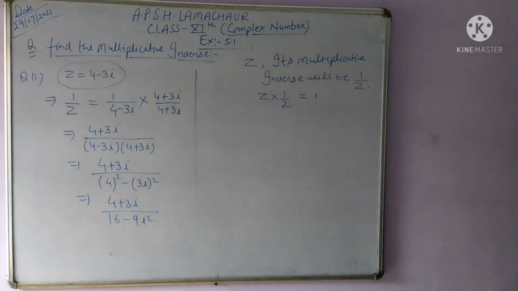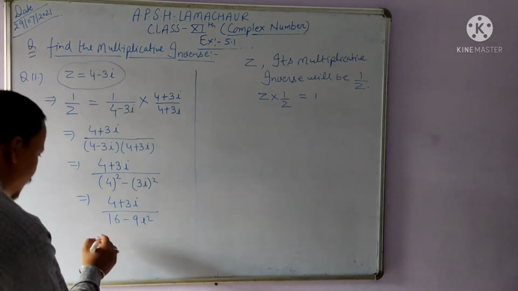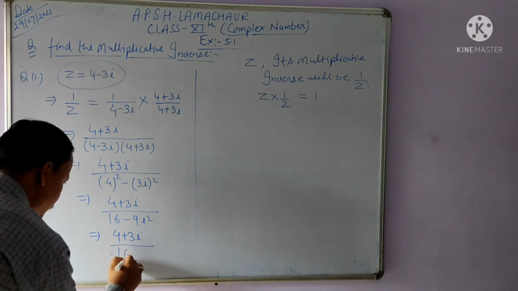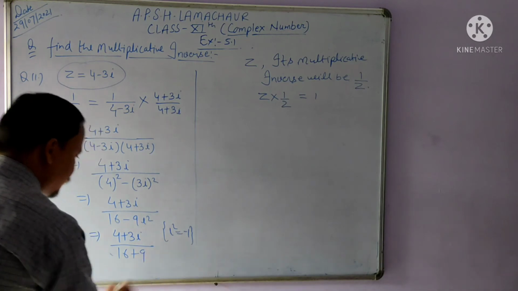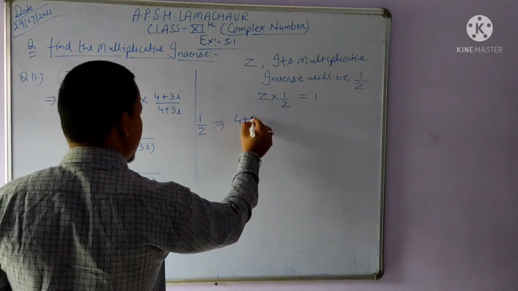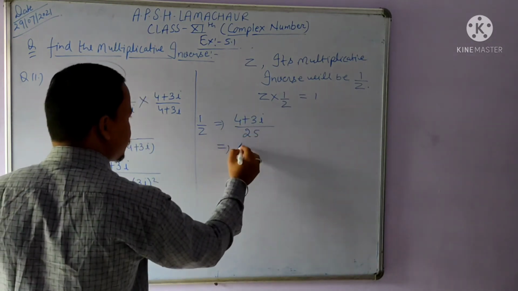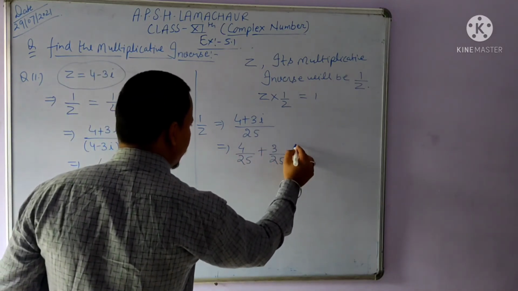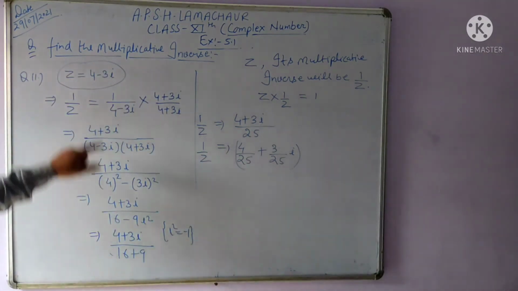Now see, the value of iota square is minus 1. So on substituting the value of i square as minus 1, this will become plus, and this will give you 4 plus 3i upon 16 plus 9, because the value of iota square is minus 1. So 1 upon z is equal to 4 plus 3i divided by 16 plus 9, that is 25. So this will be 4 upon 25 plus 3 upon 25 times iota. So this is the multiplicative inverse of the given complex number.